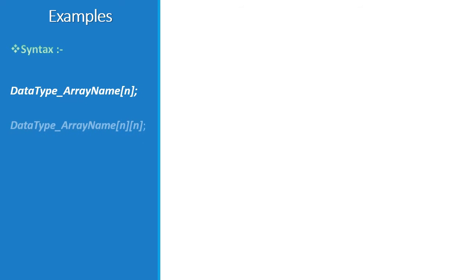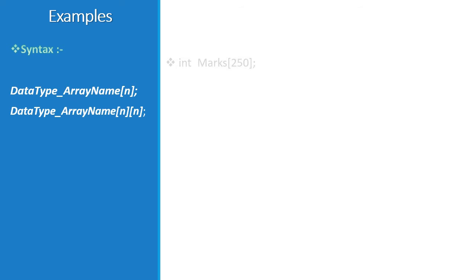Let's understand the array concept with the help of examples. We have already seen the syntax for defining an array. That is, in case of a 1D array, datatype space array name in square bracket n, and in case of a 2D array, datatype space array name two times in square bracket n. The first two examples are of integer type arrays: int space marks in square bracket 250 and int space num in square bracket nothing.